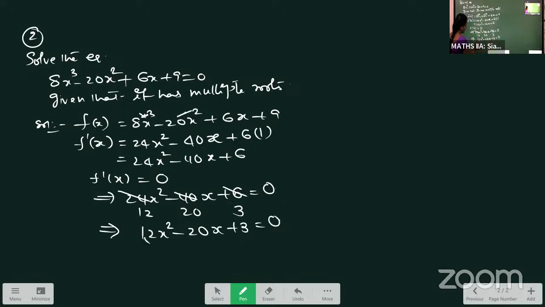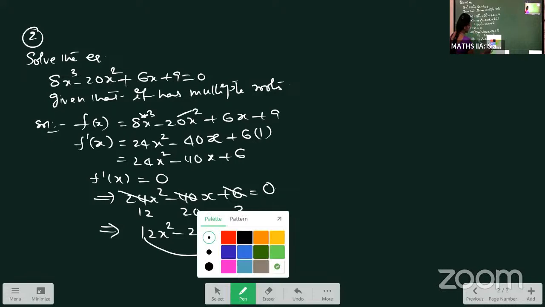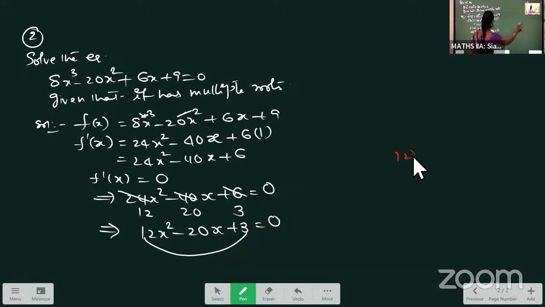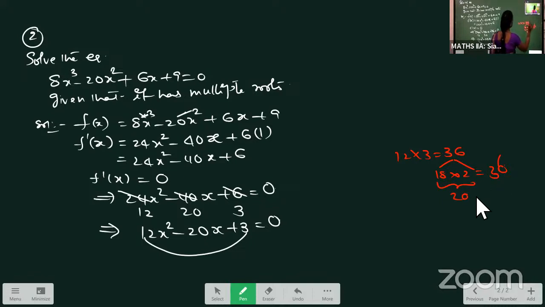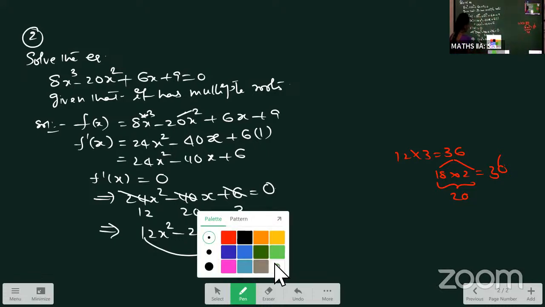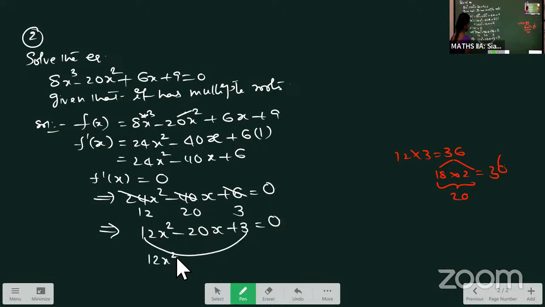Then 12 3s are, what are the factors for this? 12 3s are 36. So we need factors of 36 that give 20. So 18 2s are 36, and if you add both of them, you are getting 20. Okay. Then we write this one as 12x square minus 18x minus 2x plus 3 is equal to 0.